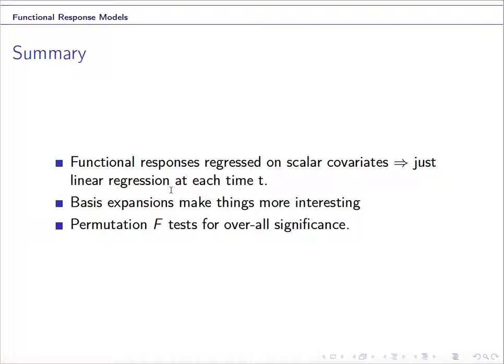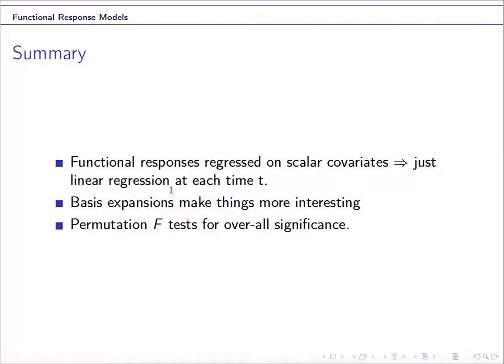Okay, so this is a summary of what we learned. You can see we're looking at the new models where the response is the function.